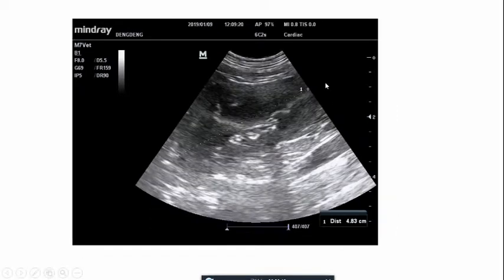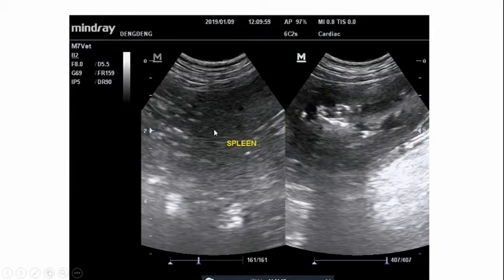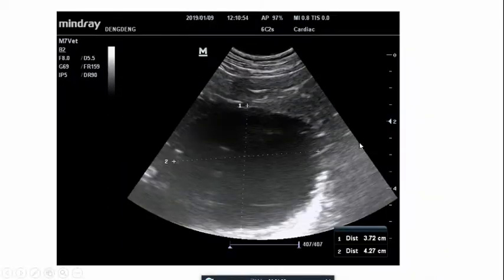And this is the left kidney, and also the margin is not so smooth and it's not so good. We compared this to the spleen, and the spleen should be brighter, but now it's almost the same. So something is going on with the kidney. And then we tried to find the right kidney, and we saw a big mass, a big cyst.